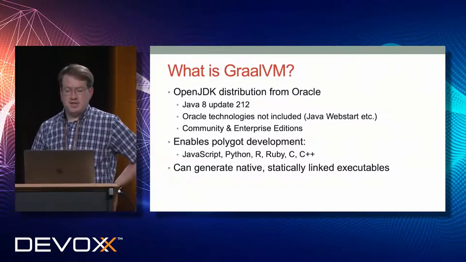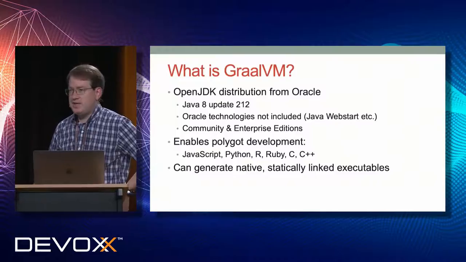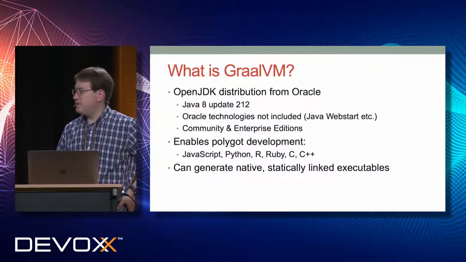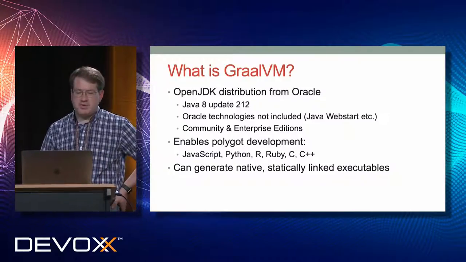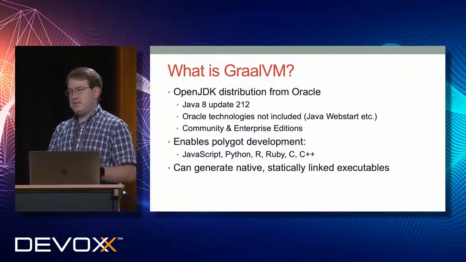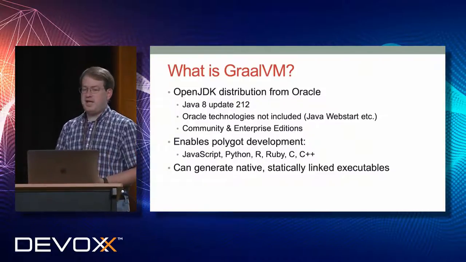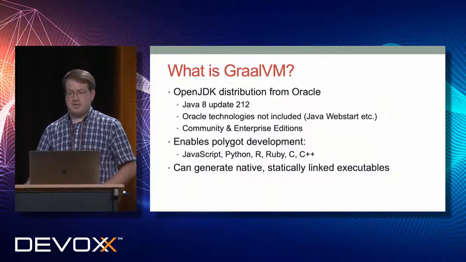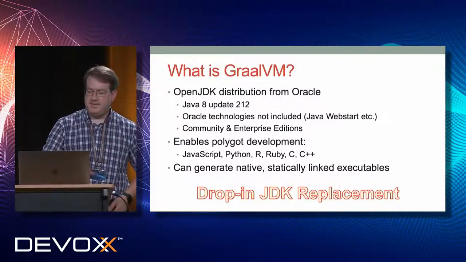GraalVM enables polyglot development in JavaScript, Python, R, Ruby, C, C++, and you can even create and add your own languages to it. There's been quite a bit of discussion online. I know that there are some people working with the IntelliJ MPS to create their own languages to run on top of GraalVM. Also, interestingly, it can generate native statically linked executables, so it can take your existing Java application and turn that into a native application where you do not require the JDK to actually run it. It is a single statically linked executable that you can copy around, deploy, and run. So it is a drop-in replacement for the JDK.